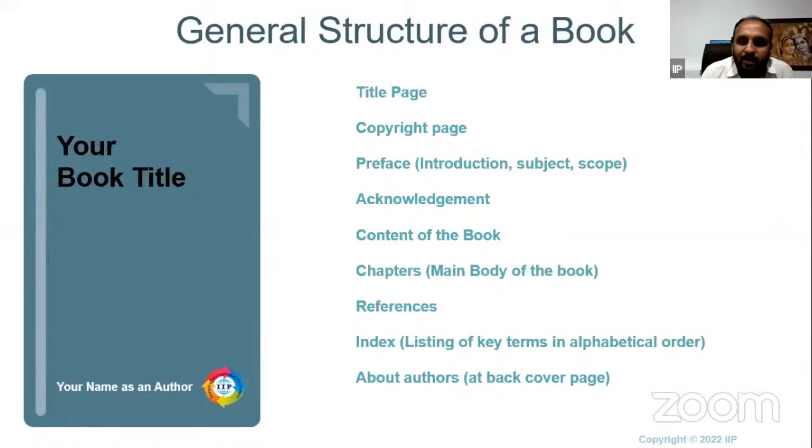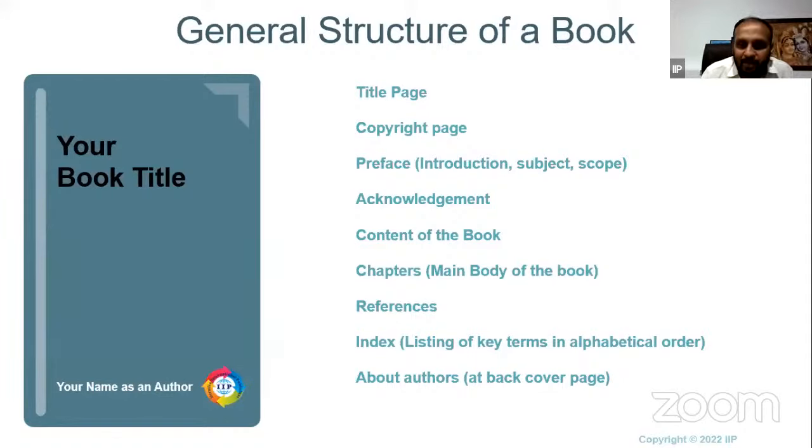And then acknowledgement. While completing a book, it is not the effort of a single person. We need support from all the team, colleagues, and the management, everything. So we should tell our gratitude to them, and that can be mentioned in the acknowledgement page. Next, the content of the book. This is what are all the contents, what are all the topics that are included in the book, that will be there.